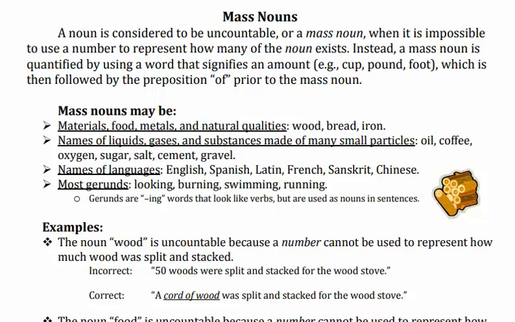Names of languages, yes: English, Spanish, Latin, French, Sanskrit and Chinese. These are also the names of the languages which are unable to count. Most gerunds: looking, burning, swimming, running. So what are gerunds? We have already discussed in the previous lectures what gerunds are: a noun plus ing that looks like a verb but is used as a noun in the sentence.